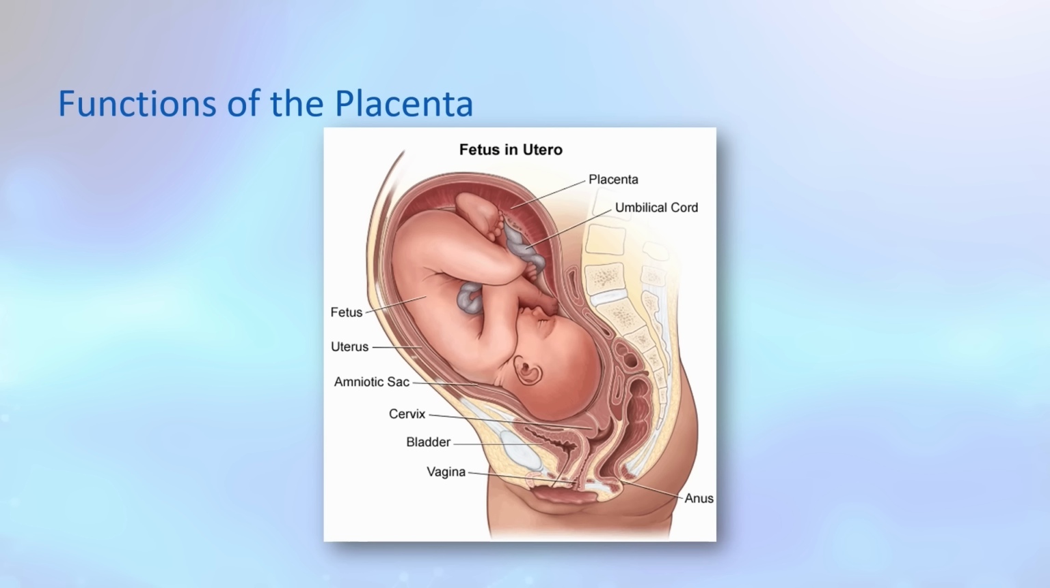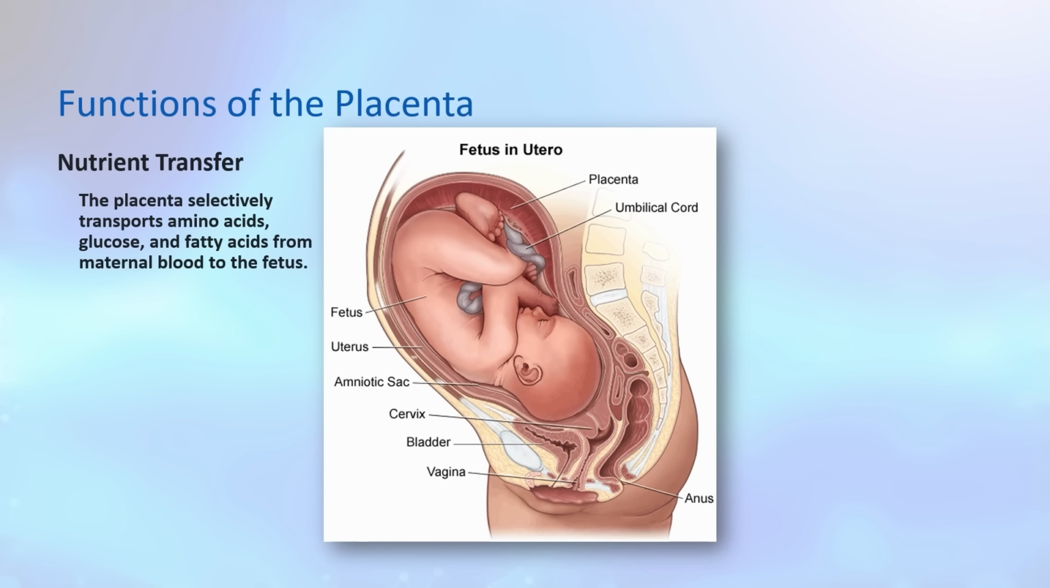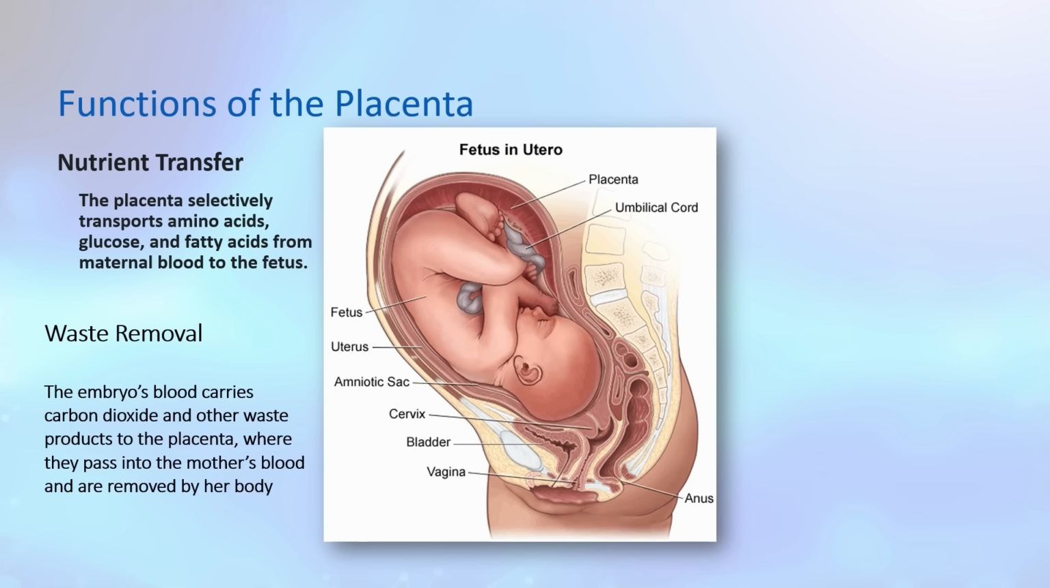Coming to the functions of the placenta. Placenta is useful for nutrient transfer. The placenta selectively transports amino acids, glucose, and fatty acids from the maternal blood to the fetus. It is also useful for waste removal. The embryo's blood carries carbon dioxide and other waste products to the placenta, where they pass into the mother's blood and are removed by her body.